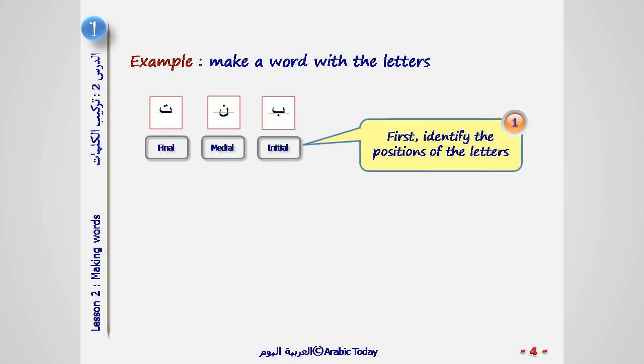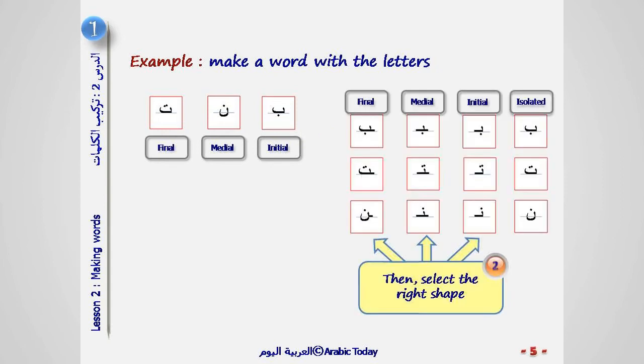In this example, the first letter ba is in initial position. The second letter noon is in medial position. And the third letter ta is in final position. Then, for each letter, we choose the right shape among the 4 possible shapes of the letter. Pay attention to the green frame.